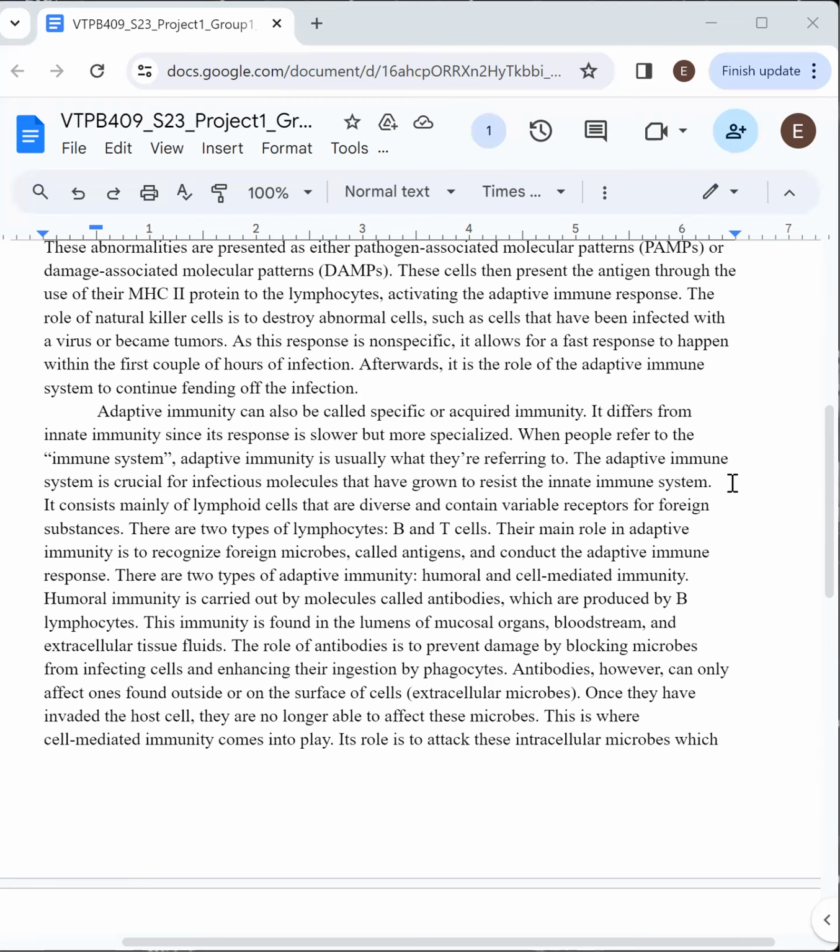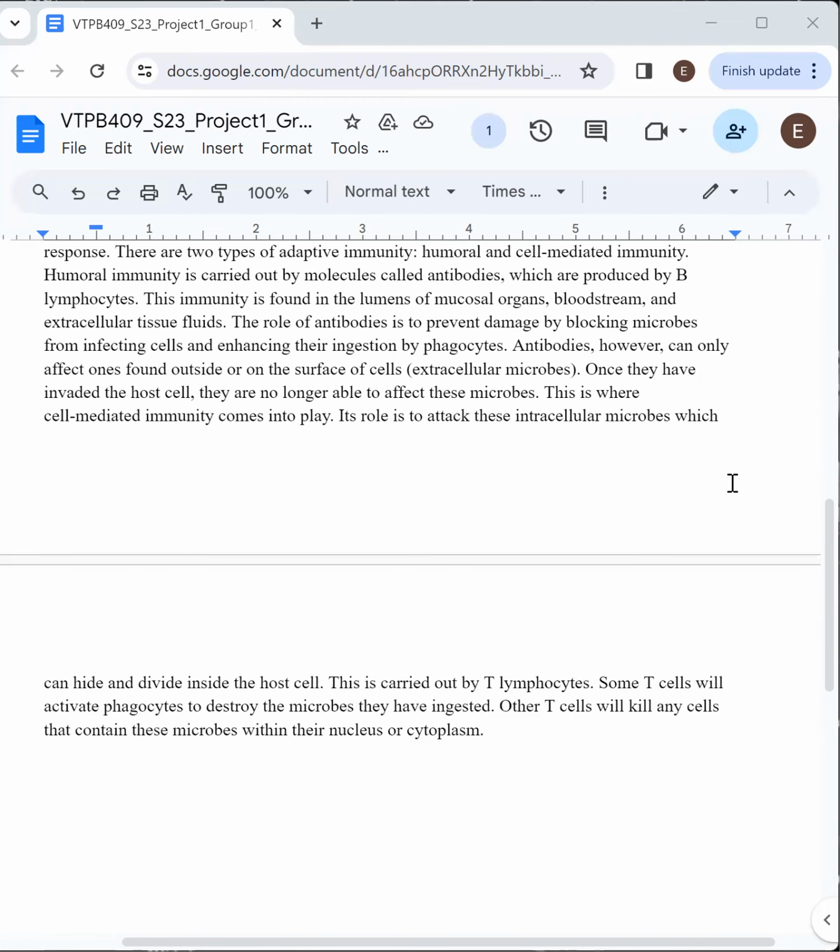Its role is to attack these intracellular microbes, which can hide and divide inside the host cell. This is carried out by T lymphocytes. Some T cells will activate phagocytes to destroy the microbes they have ingested. Other T cells will kill any cells that contain these microbes within their nucleus or cytoplasm.